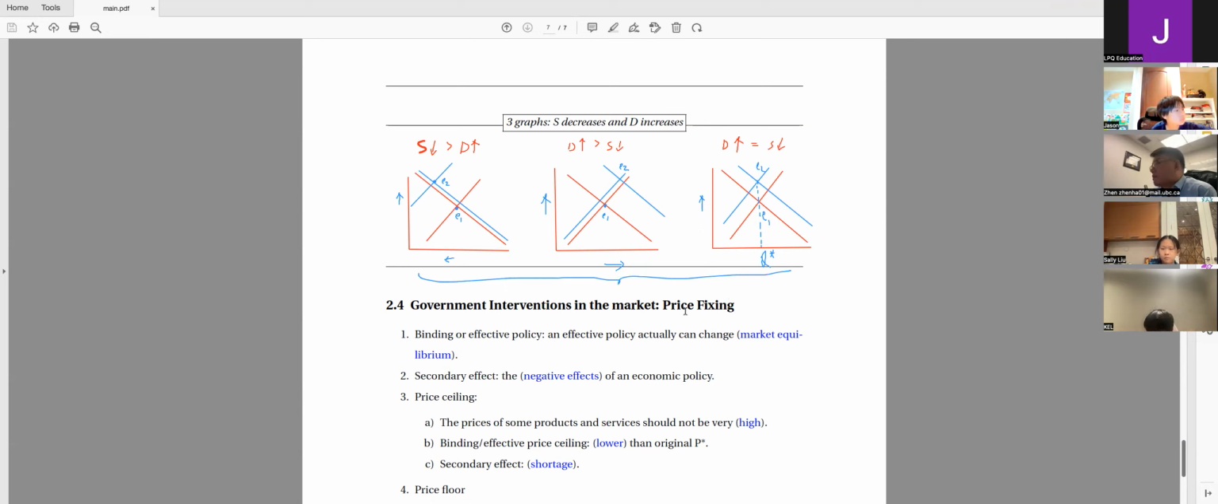Then finally you compare all these 3 graphs. What kind of conclusion can you get? For all these 3 graphs, price increase, price increase, price increase. So we are sure the price will increase, but we are not sure how the quantity will change. Your quantity can be lowered, can be increased, or can remain unchanged. It really depends on how far you shift your supply curve and demand curve. We need more information to determine how the quantity will change.